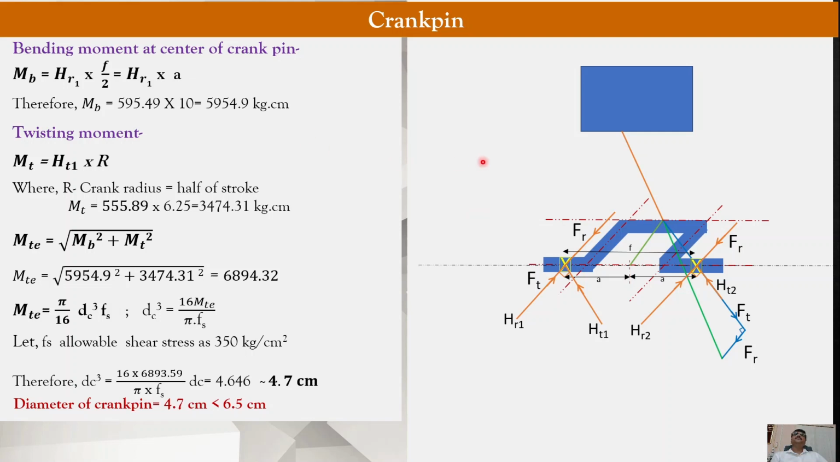Let's design the crank pin. The crank pin is subjected to the combined effect of bending moment and twisting moment. Bending moment is caused by the reaction hr1. We can find the bending moment by multiplying reaction hr1 and distance a. So this a equal to f by 2, where f is the distance between two journals. The bending moment acting at the crank pin will be hr1 into a, and the twisting moment acting at the crank will be equal to ht1 multiplied by the radius r.